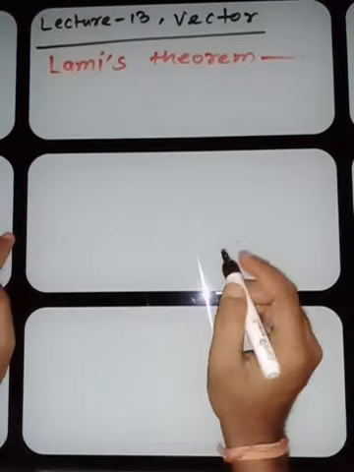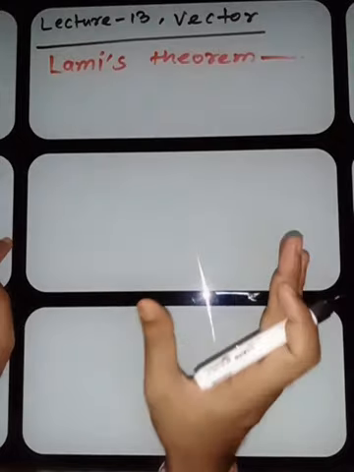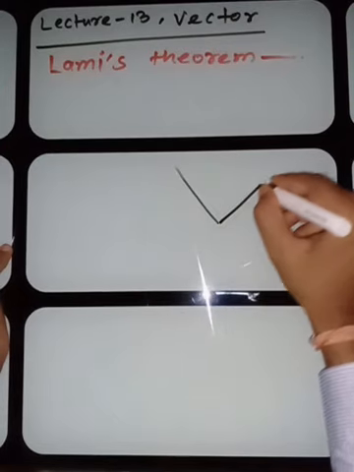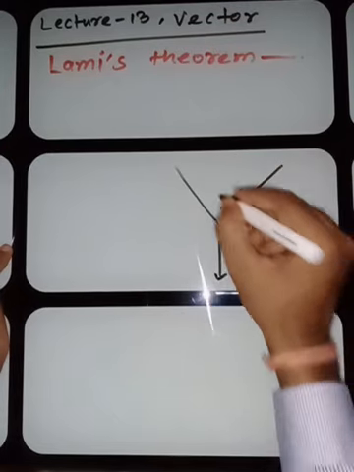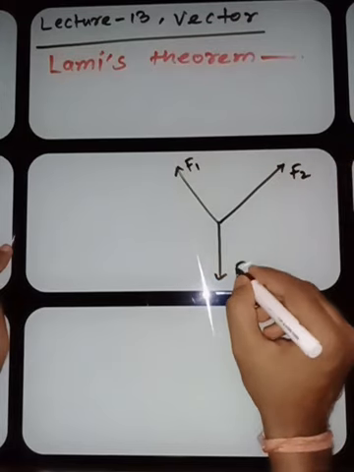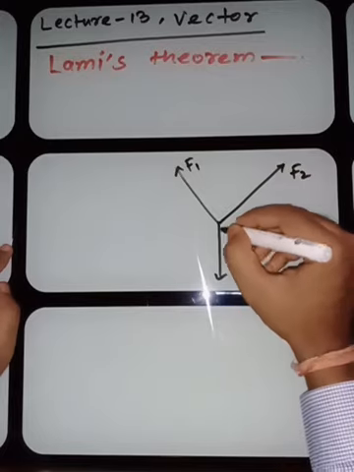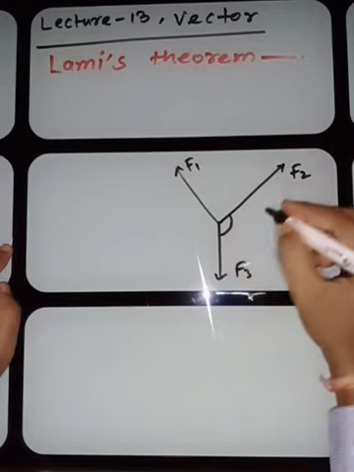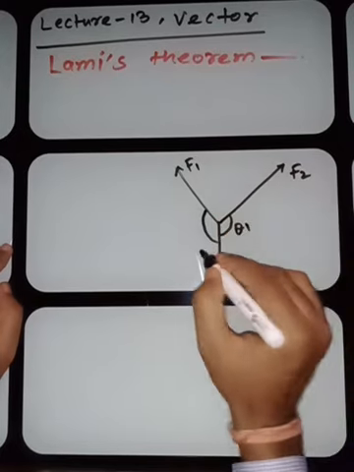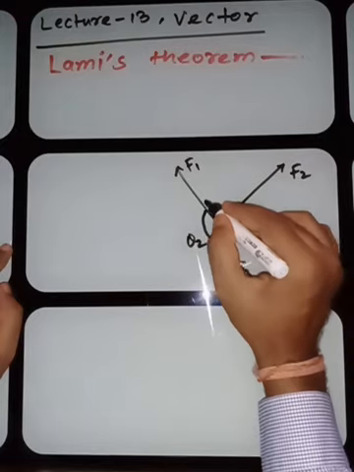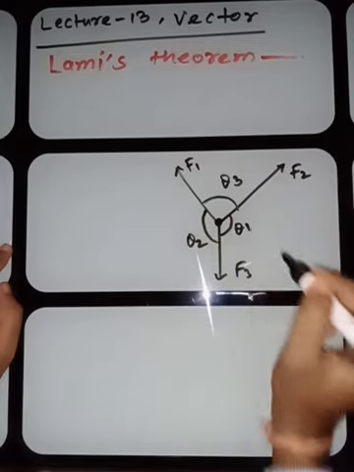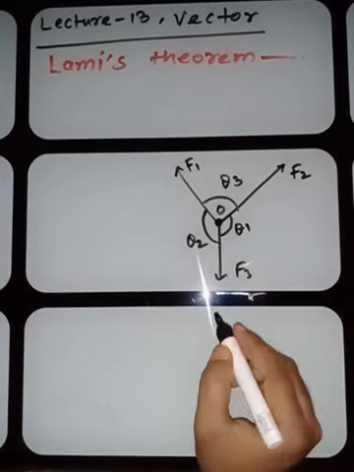So look here, my dear student. You have three forces, F1, F2, F3, and all the forces make angles here. I am drawing the three forces F1, F2, and F3. Suppose the angle between F2 and F3 is theta 1. The angle between these two forces is theta 2. And the angle between these two forces, suppose it is theta 3. And this point is very important, my dear student. This point O is in equilibrium.